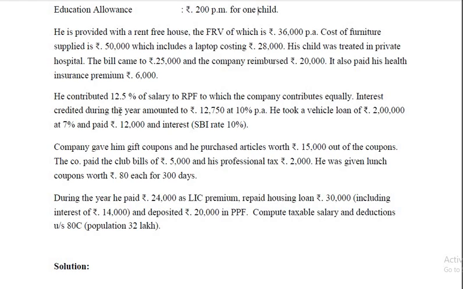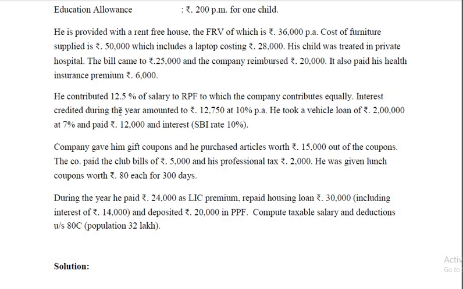He was given lunch coupons worth rupees 80 each for 300 days. So lunch provided to employee of the value of 50 rupees for each lunch, that is exempt. Up to 50 rupees it is exempt, but here it is 80 rupees. Therefore the difference is taxable. So 80 minus 50, that means 30 per lunch, it is taxable, and that's for 300 days. So 30 into 300, so 9,000 is taxable. Supposing the value of the lunch is 45 rupees, nothing is taxable. If it is 50 rupees, nothing is taxable. If it is more than that, the difference is taxable.